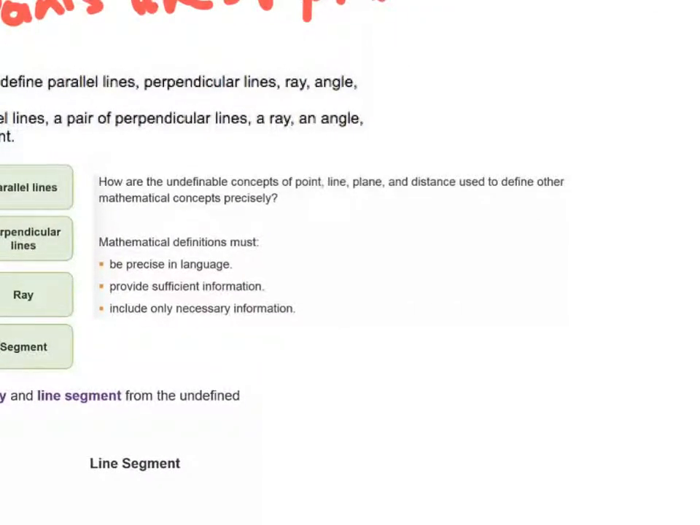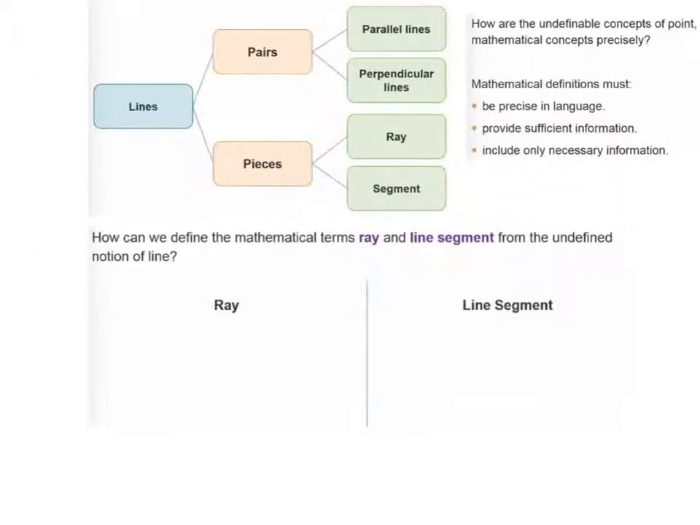Here's the question: how are the undefinable concepts of point, line, plane, and distance used to define other mathematical concepts precisely? We want to make sure that mathematical definitions must be precise in language, provide sufficient information, and include necessary information. So I'm going to go through and define some of these things.